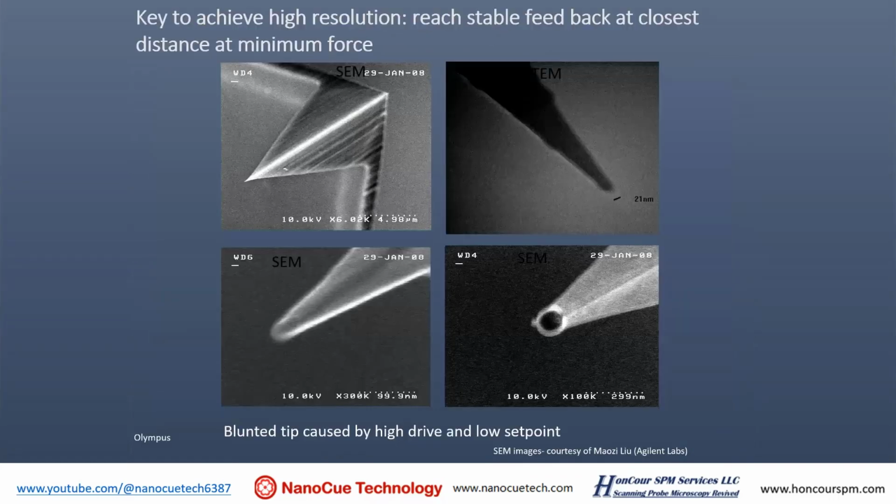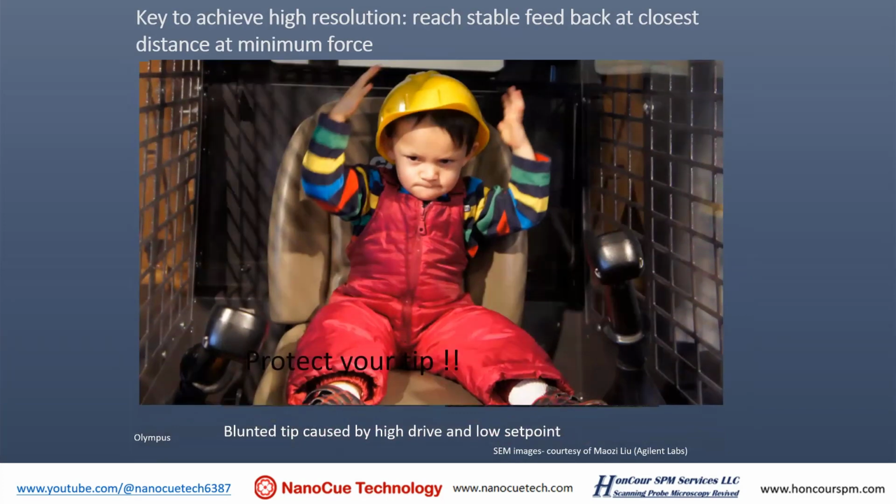What's the harm of high force? High force sometimes gives you high resolution when you're imaging something, for example, a polymer. It allows you to see the substructure, those fingerprint type of images I just showed you. But it also hurts your tip. You can make the tip a little bit more blunt, so you need to protect your tip. To achieve the best resolution, you cannot make your drive too high, because your tip gets dirty, contaminated, or blunted.